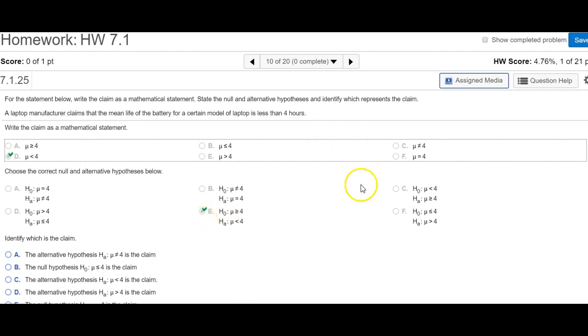Remember what I told you all. When you write, this is how you do it. You start with your claim. What did they claim? Mu is less than 4. That is my claim.